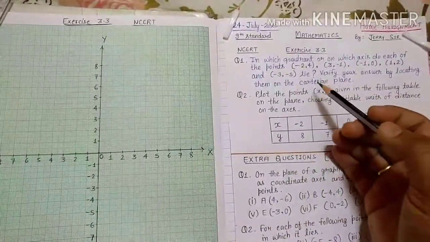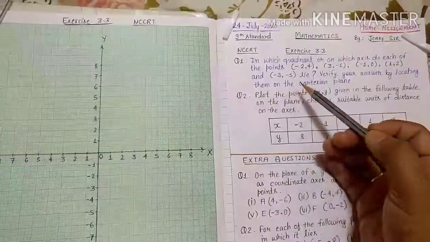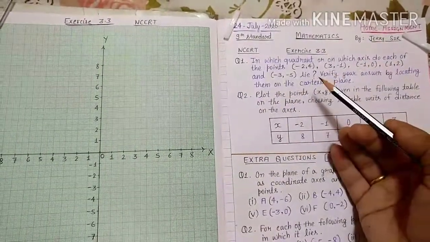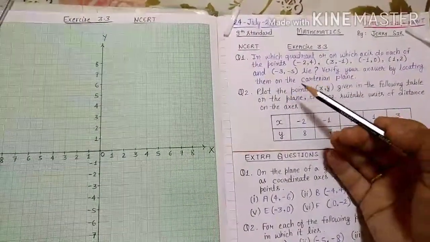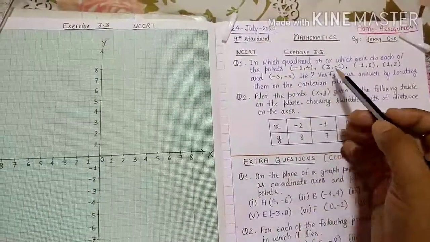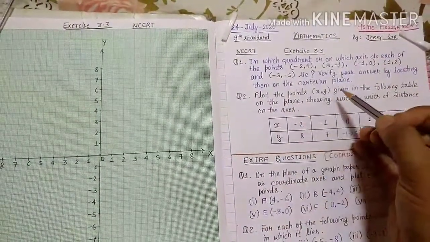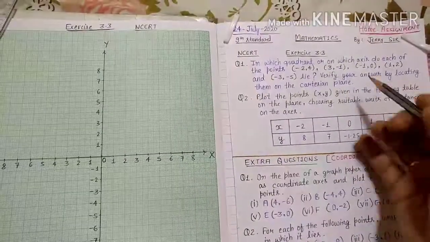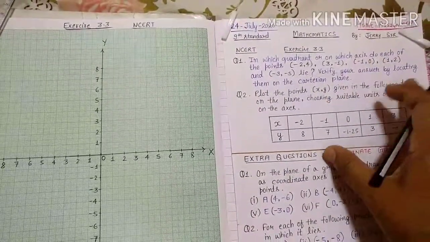In my previous video I have explained what the quadrants are and what their signs are: quadrant 1, quadrant 2, quadrant 3, quadrant 4. I hope you can do this question 1 easily by yourself, and you can verify your answers by locating them on a Cartesian plane also. Okay, let's move to question number 2.